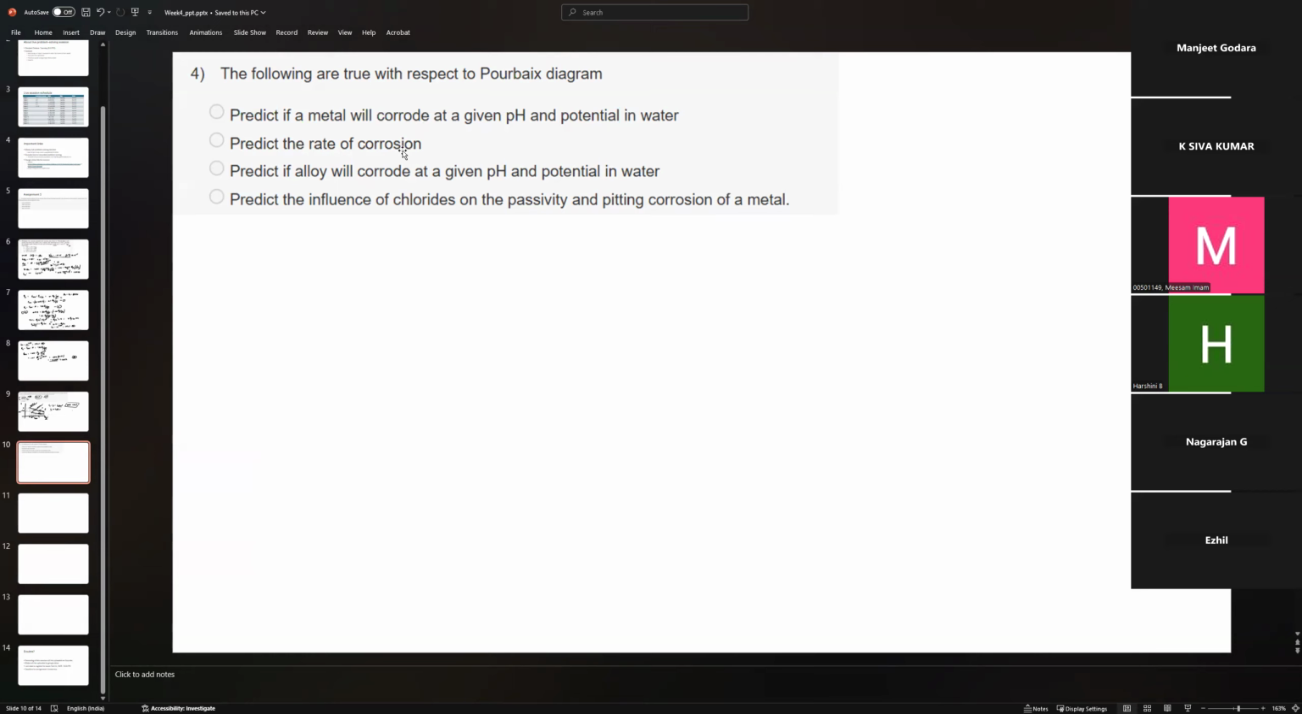So, which of the following is true with respect to Pourbaix's diagram? Pourbaix's diagram relates the E, the reduction potential, to the pH of the solution. From the last equation, you get the reduction potential and how it relates to the ion concentration.